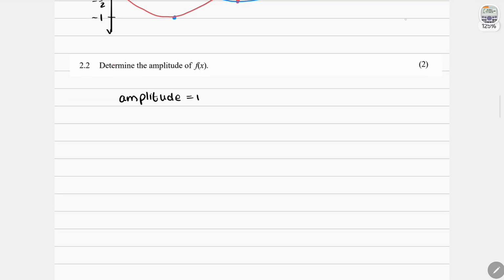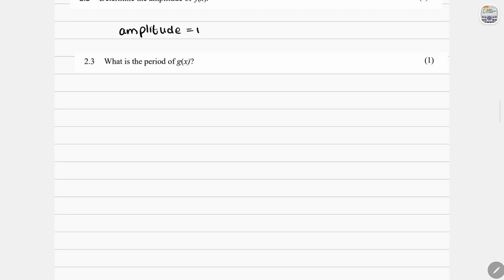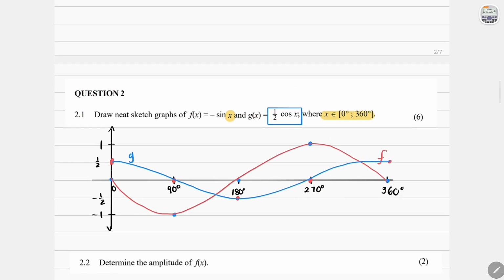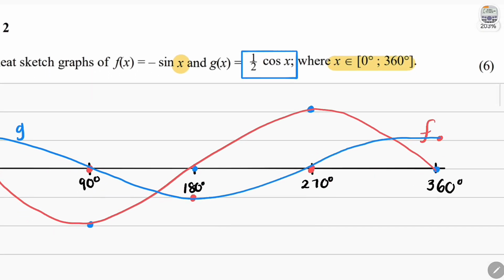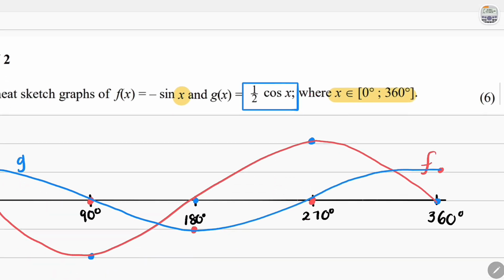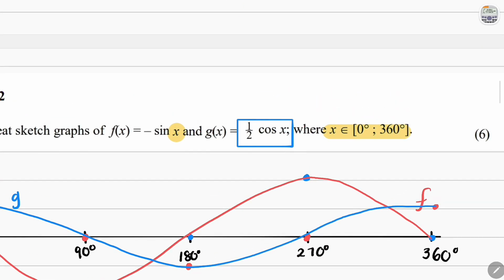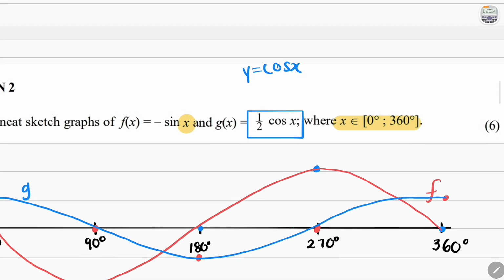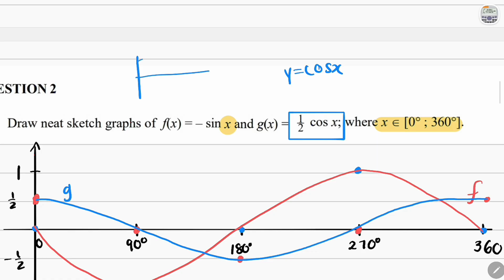Moving on to the next question. 2.3 says, what is the period of g of x? So what is the period of the graph of g? Remember, we spoke about what the period of a graph really is. The original graph is the cos graph, y equals cos x. The period of a cos graph is 360 degrees because this is how long it takes the graph to complete a cycle. This graph just repeats infinitely. 360 degrees later it's going to have this same shape again, and 360 degrees before this, it will have the same shape. That's why your graph just looks like squiggly lines going on infinitely.